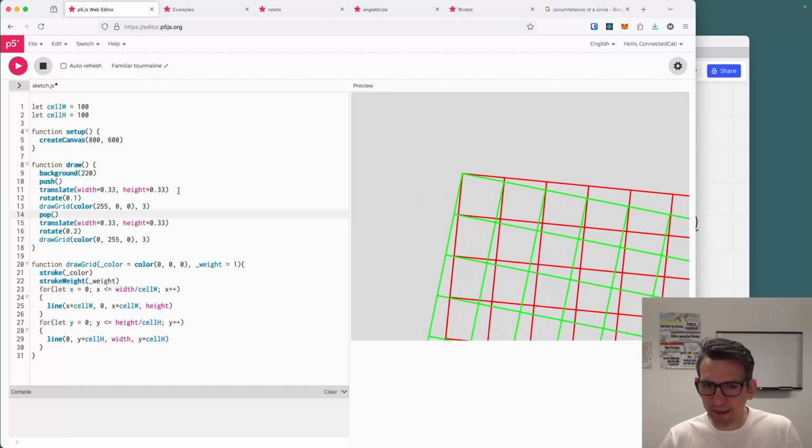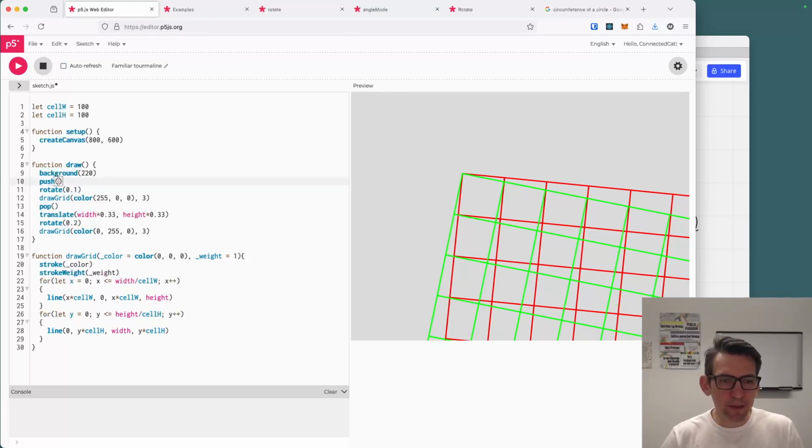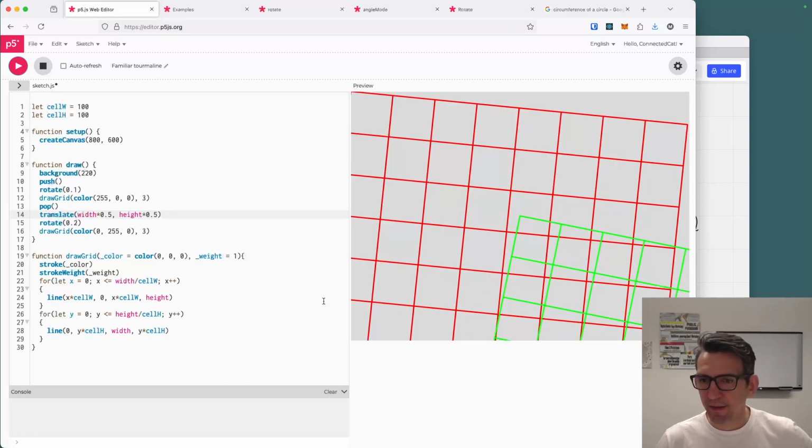Well, that's not kind of what I wanted. So let's just remove this translate. We're going to leave the red grid at the 0,0 point, and let's apply the transformation to half the width and half the height, so the center of our little sketch. And then here we go. So we are now rotating this by 0.1, right? And then I pushed the matrix, rotated it by 0.1, drew the grid, and then I popped the matrix from the memory. So I save that stack, my temporary stack.